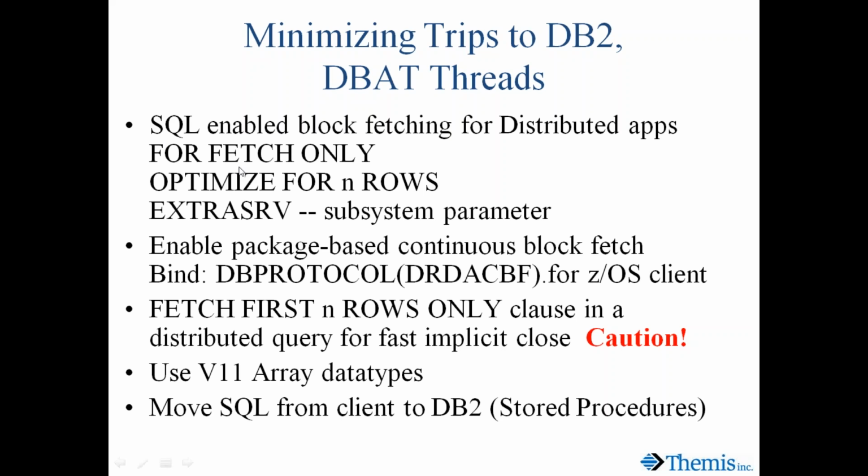Make sure it is a for fetch only cursor. Make sure your systems do have extra server blocks defined, at least 100. And then you can optimize for a very large number of rows to get block shipping turned on, even though all the pieces between the front end and the back end server aren't set for block shipping. This will influence DB2 to do block shipping anyway.